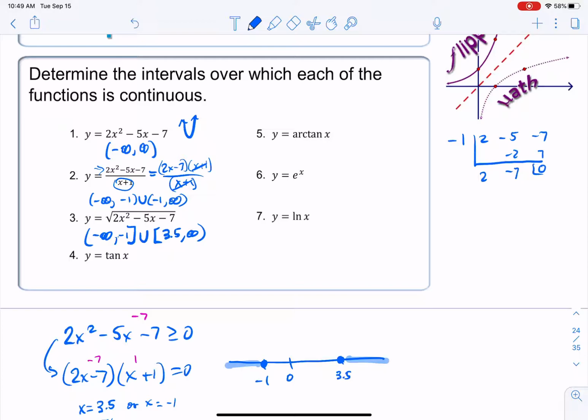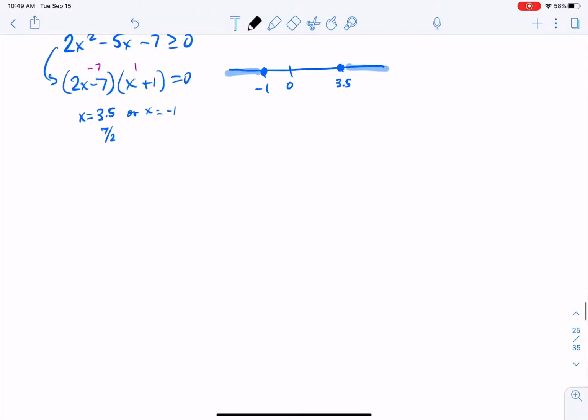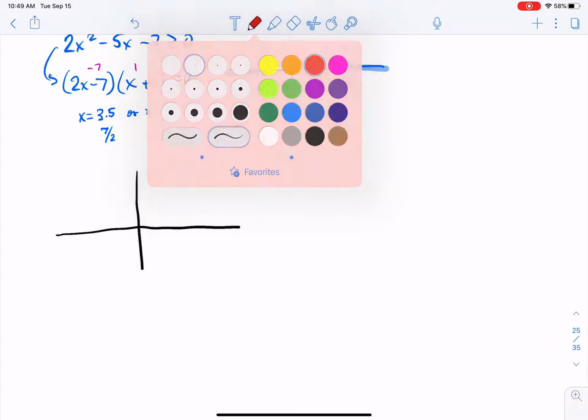So for tangent, maybe a look at the graph of tangent. Surely we're familiar with that graph, right? So we have vertical asymptotes all over the place.